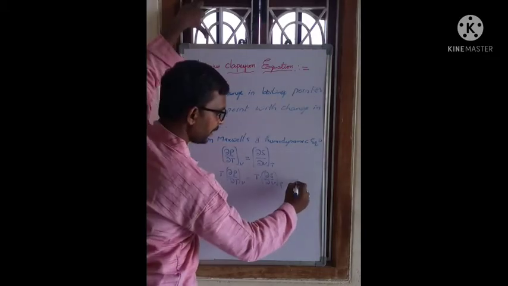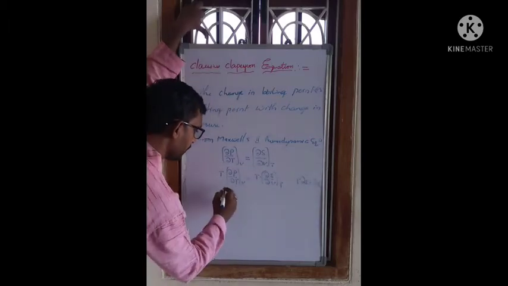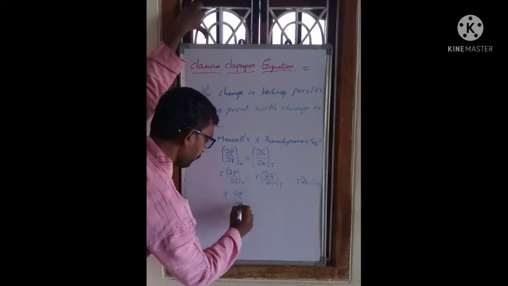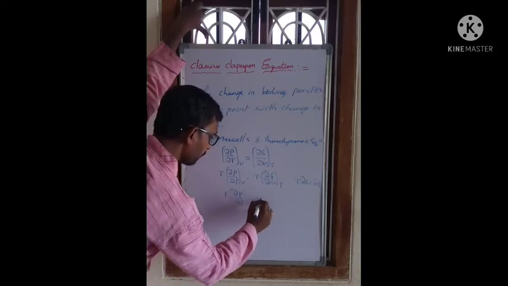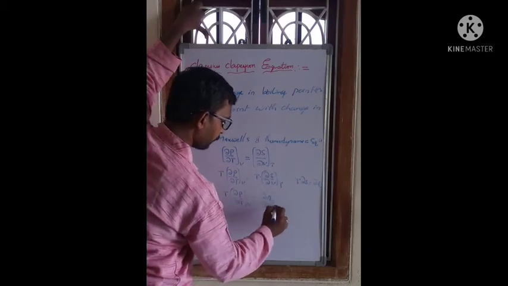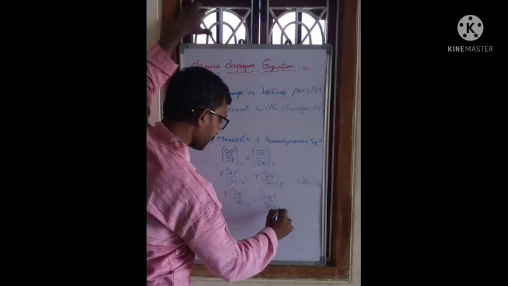We know that T∂S can be written as ∂Q. Substituting in the equation, finally we get T ∂P/∂T at constant volume is equal to ∂Q/∂V at a constant temperature.